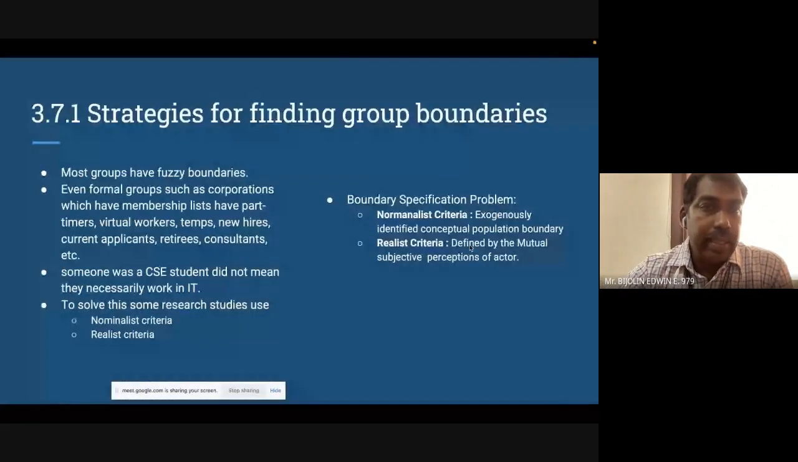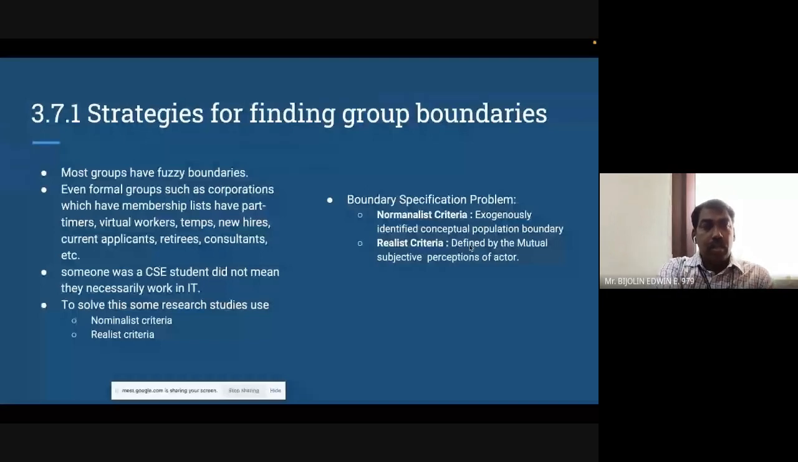And next is strategies for finding group boundaries. This requires the parameters of each network scenario. In finding out group boundaries, you can assign some limitations. How will you set the group boundaries? Whether based on the sampling method or the census method, whatever method you use, you have to implement a strategy.